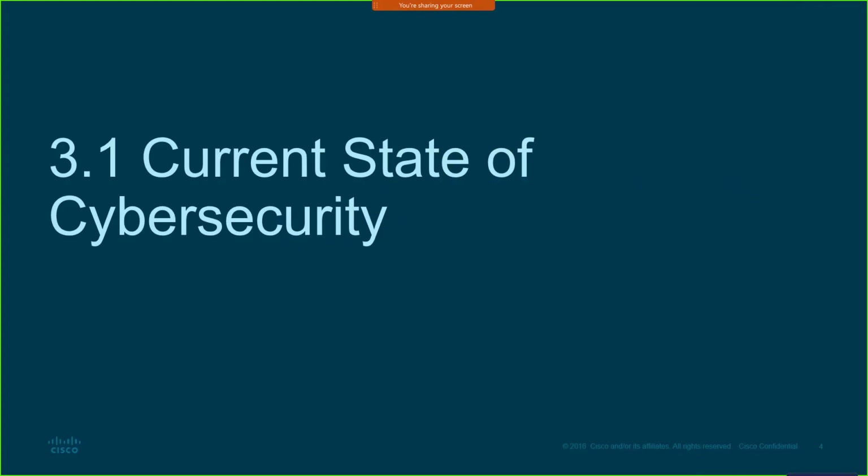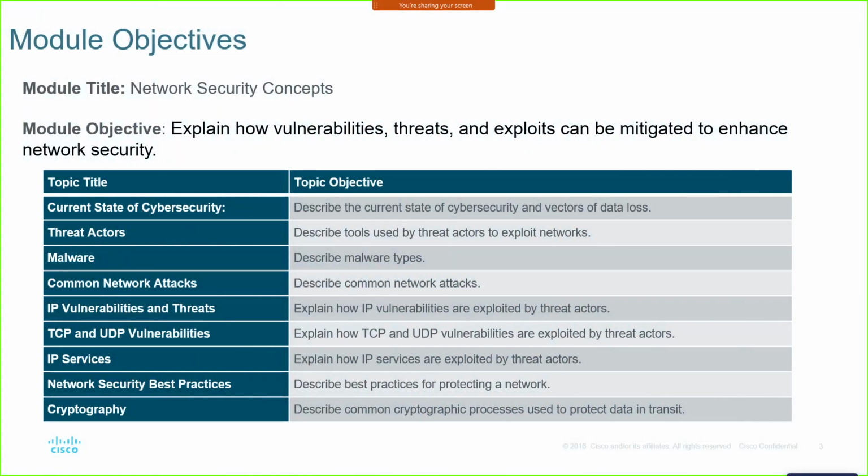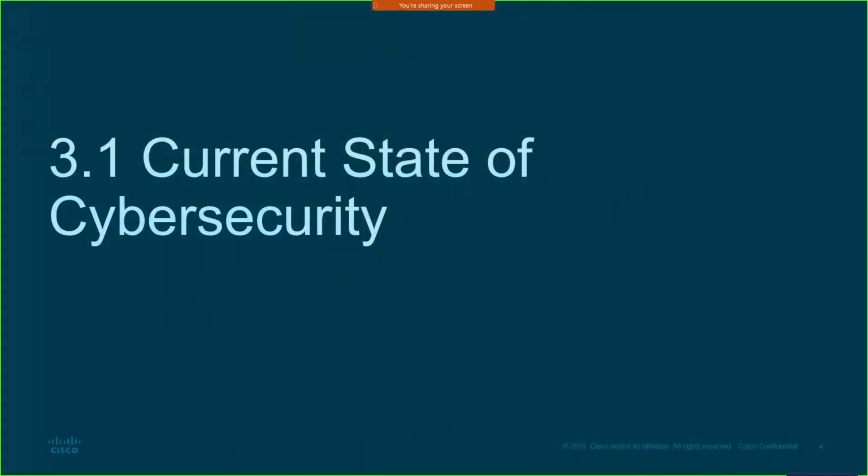So this is what we're going to discuss: the current state of cybersecurity in the world. We're going to talk about the threat actors, the malware, the common network attacks, vulnerabilities, TCP, IP, and UDP vulnerabilities, IP services, network security best practices, and cryptography. So let's get started with the first one.